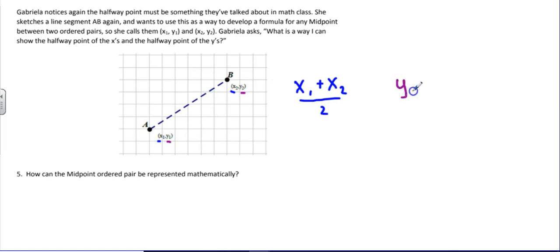So that would be y sub 1 plus y sub 2 over 2. And here is the midpoint formula. So the midpoint formula produces a point, so I'll use parentheses and the comma between them. The midpoint produces a point where you find the middle of the x's and the middle of the y's to get your ordered pair.